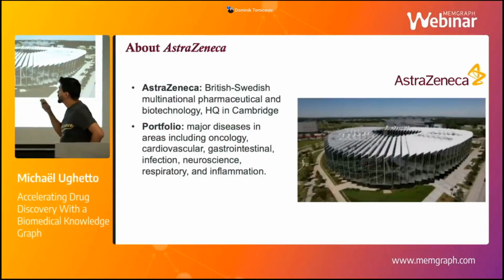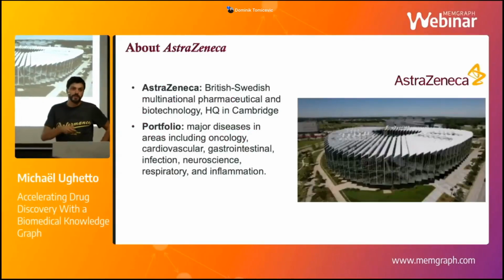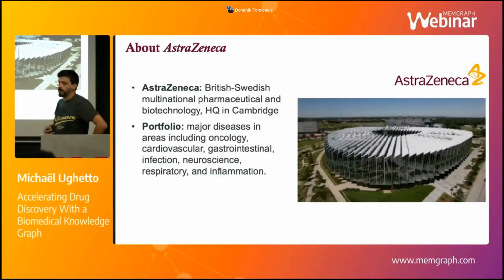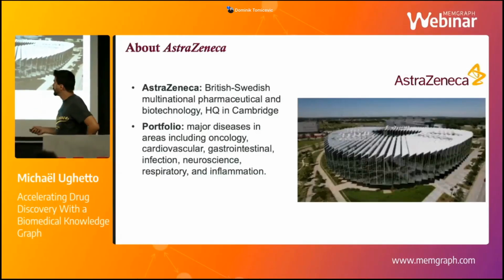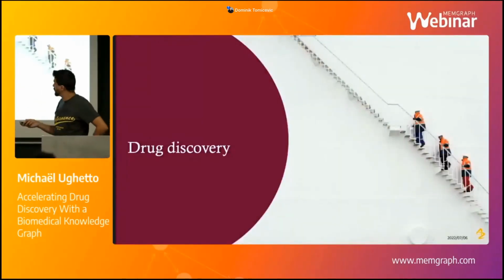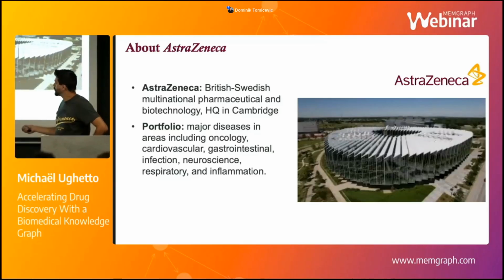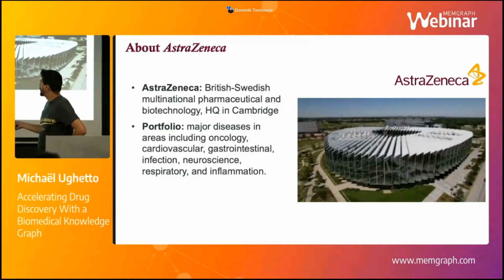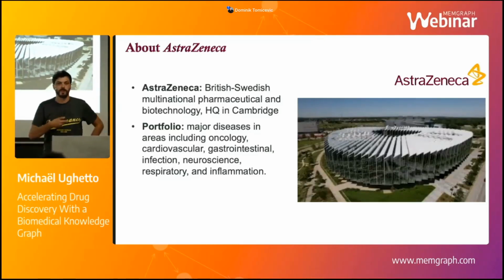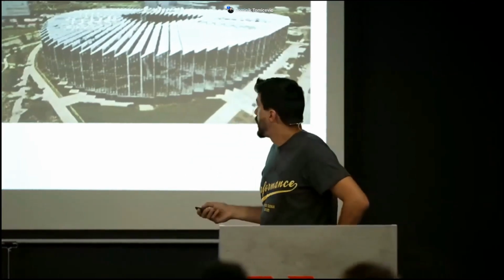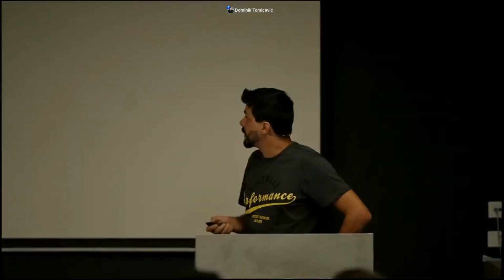About AstraZeneca: this is the fusion of a British and a Swedish company, and we produce drugs in many disease areas, mainly oncology, cardiovascular, gastrointestinal disease, and a bit of neuroscience and respiratory, for example asthma. So that's what we do in general at AstraZeneca.